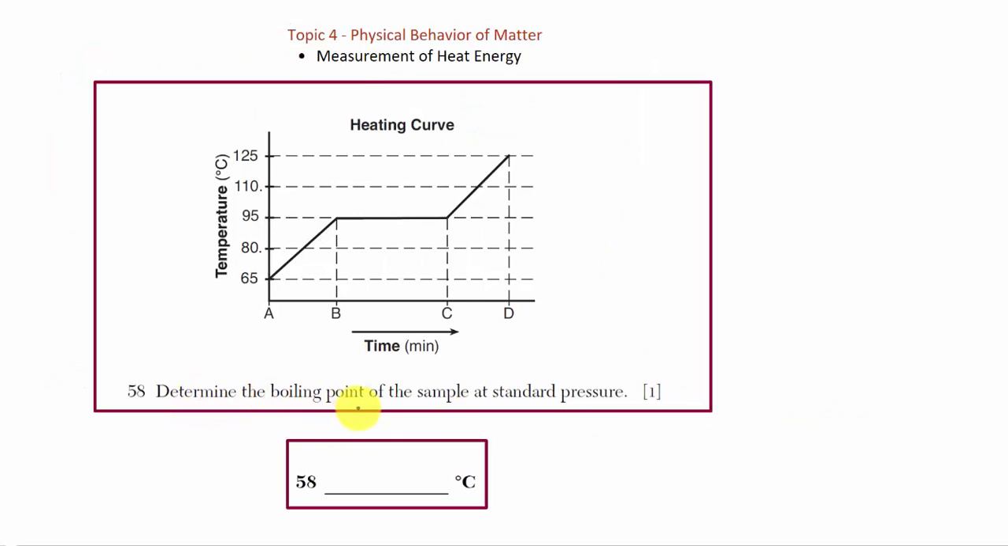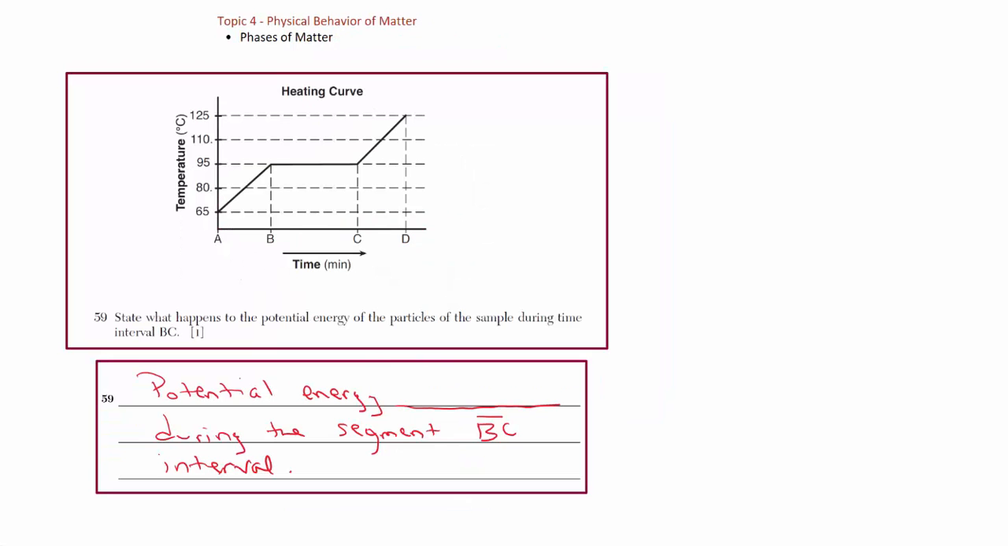In question 58, we're asked to determine the boiling point of the sample at standard pressure. Now on a heating curve, the boiling point occurs when you go from the liquid phase to the gas phase. And the narrative explains that the first segment, A to B here, are substances in the liquid phase, and the second segment is the gas phase. So the flat portion of this graph is the phase change between liquid and gas, and that occurs at the boiling point. So all we have to do here is read the graph, and that transition between liquid and gas occurs at a temperature of 95 degrees Celsius, and that's your answer to question 58.